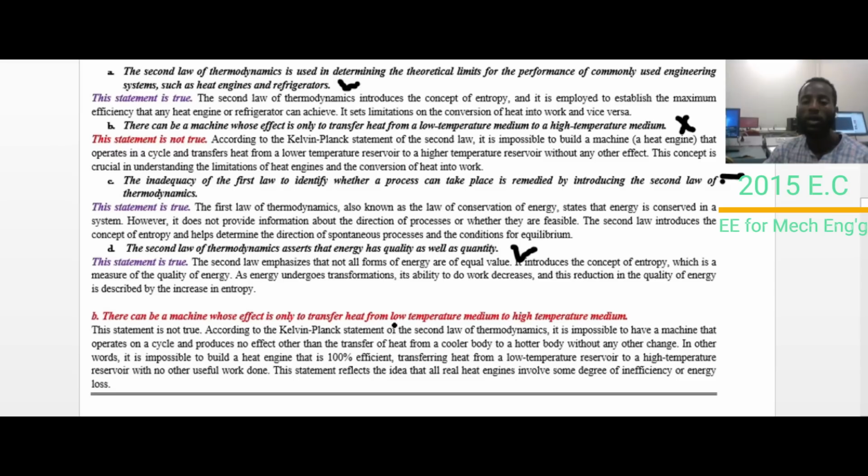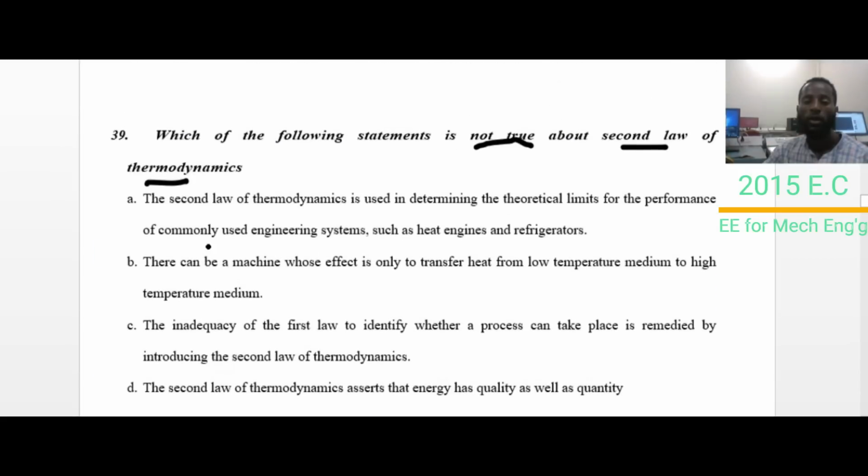So from the given alternatives, the statement stated as B is not correct regarding the second law of thermodynamics. So B is the incorrect statement regarding the second law of thermodynamics.